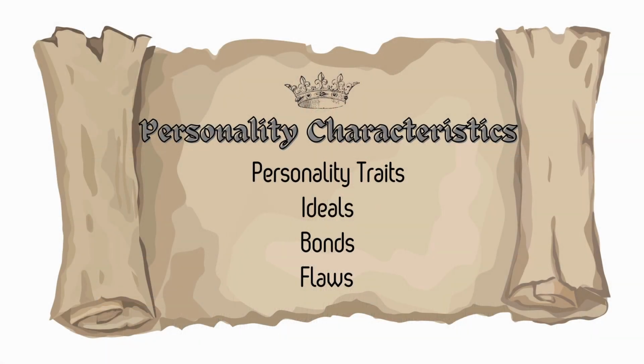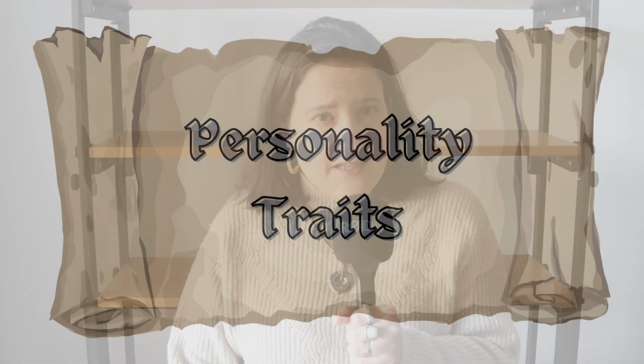If we delve into the Player's Handbook, we want to navigate to personal characteristics. As we can see from this section, the four main components that make up a character are personality traits, ideals, bonds, and flaws. I will go through each of these and how I would use them if I were designing my ideal character from scratch. So the first component is personality traits.